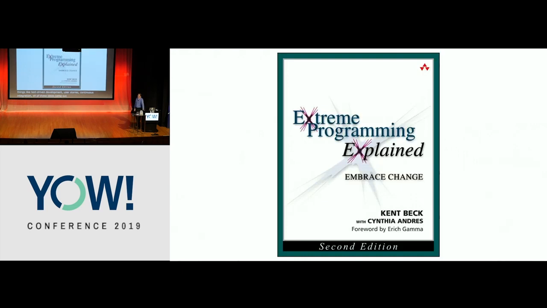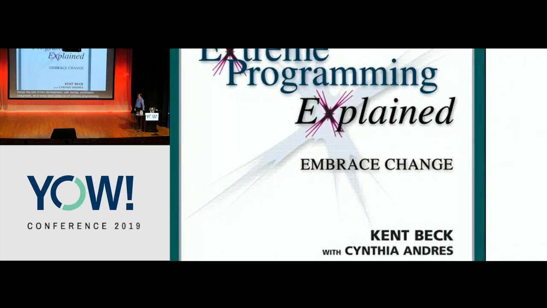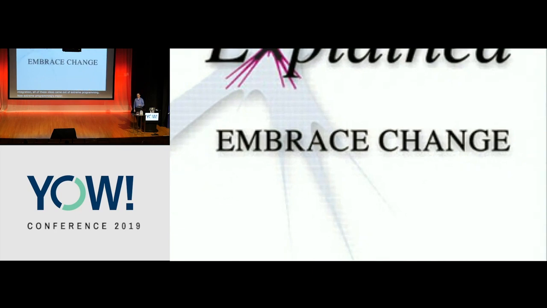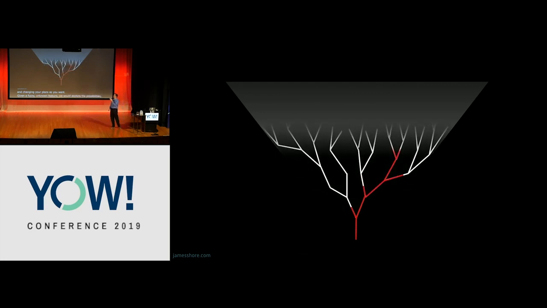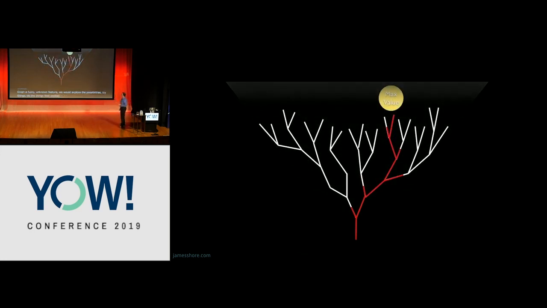Now, extreme programming's motto was embrace change. Ultimately, extreme programming was a risk management engine or process. It was about reducing the risk of software development by shipping early, shipping often, and using that to get feedback about what was needed and changing your plans as you went. Given a fuzzy, unknown future, we would explore the possibilities, try things, do the things that worked best, and thus get as close as possible to the maximum value.